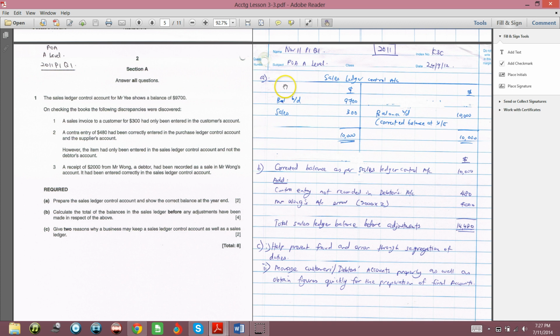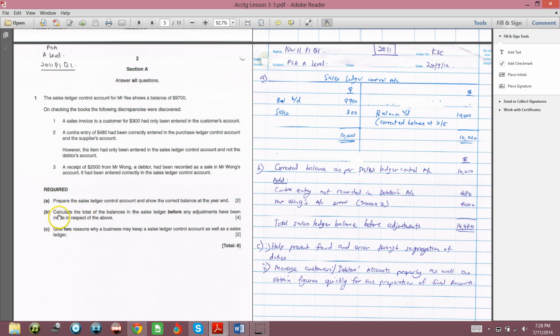So I just put here A, and I draw the line, and I write here sales ledger control account, and then I put here dollar sign. Okay, so then here says, on checking the books, the following discrepancies were discovered. I get a bit scared and confused now. So I'm going to read the question. So for question A, I just do up the structure first because I'm a bit panicked.